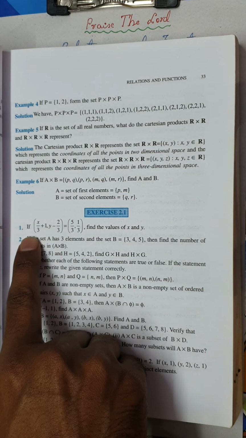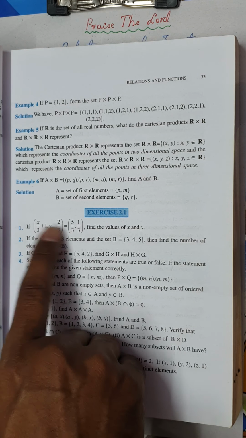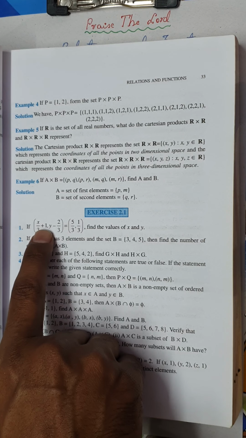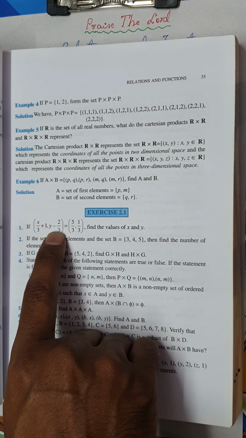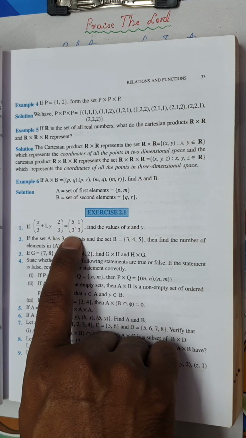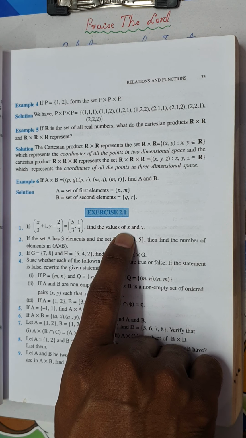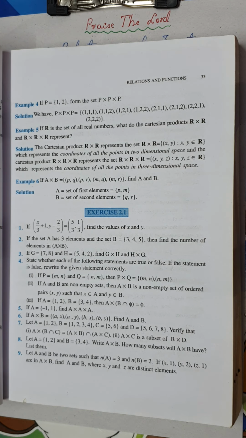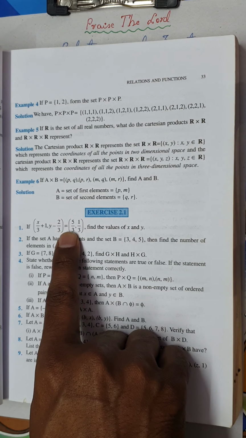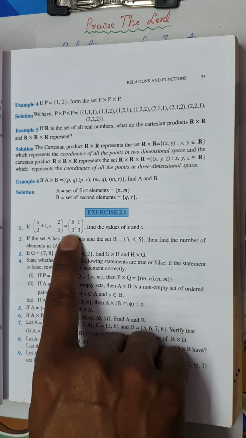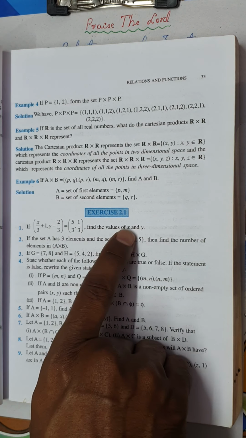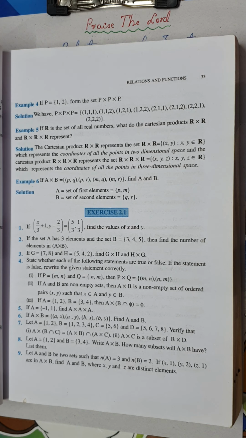First question is very clear here. If an ordered pair, we know it's an ordered pair, (x/3 + 1, y - 2/3) is equal to (5/3, 1/3), you have to find the values of x and y. Okay. So this is usually a one marker question. Sometimes it has also been asked for 2 marks because two unknown values x and y are there. Okay. It's a very important and a very easy question.